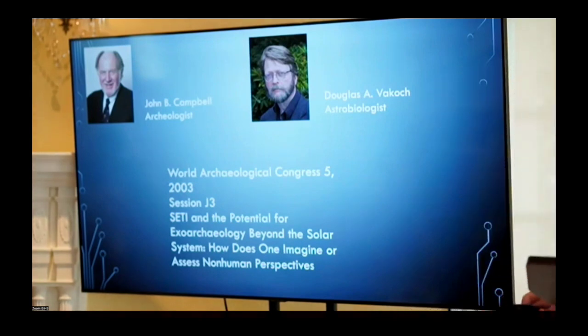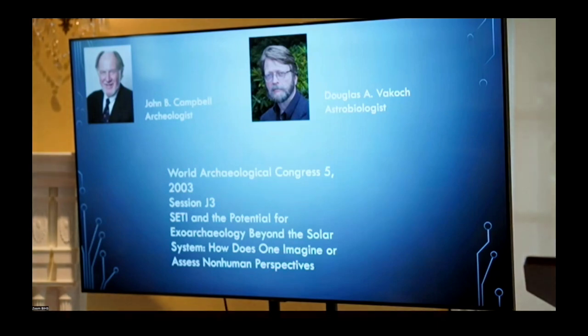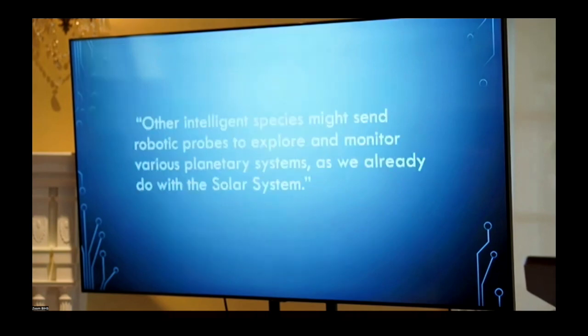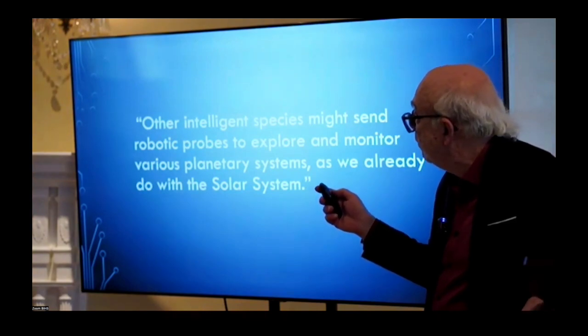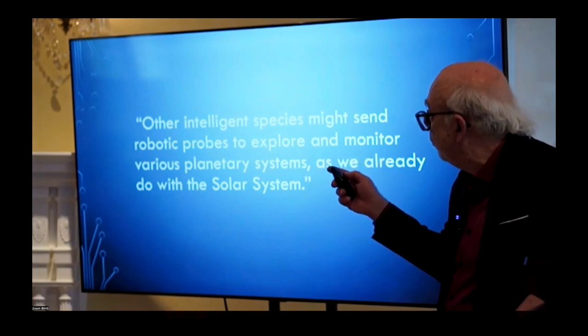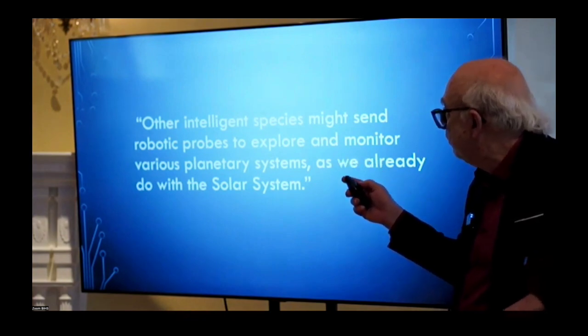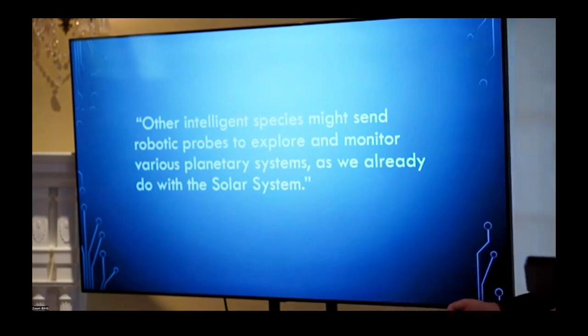But among archaeologists, I was surprised, a few years ago when I was presenting a paper at a meeting of the World Archaeological Congress, and I saw they had a whole section of the conference dedicated to extraterrestrial archaeology. That was quite surprising to me, but it's become a growing field in mainstream archaeology to look into these things. As one of the organizers of the session at that conference said, other intelligent species might send robotic probes to explore and monitor various planetary systems as we already do in our solar system.